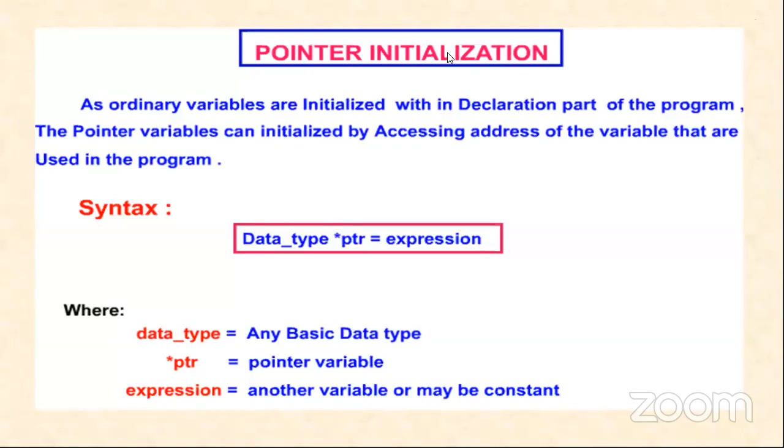Next, pointer initialization. I already discussed this in that class. Any basic data type you need to take, next your pointer variable, next is equal to your expression. Data type, pointer is equal to expression. And here this expression should be the address of another variable. So you need to take it compulsorily.